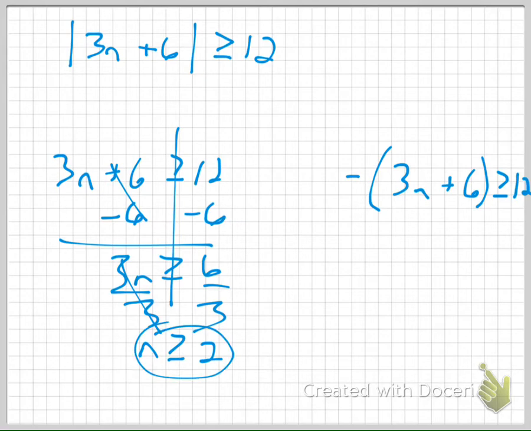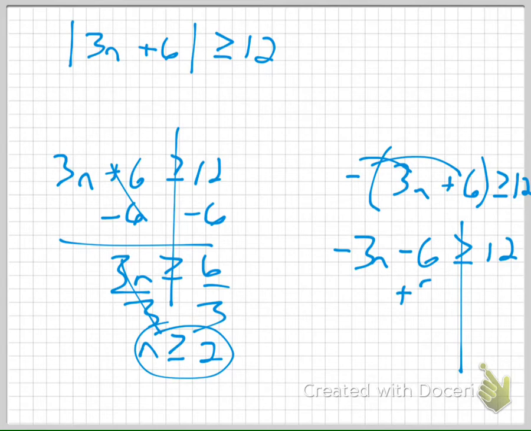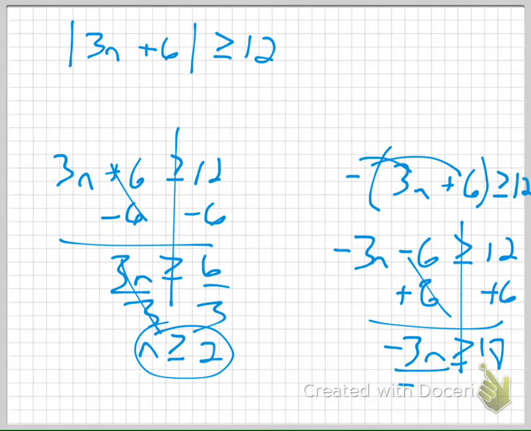Where did we get that one? Okay. Over here: negative 3n minus 6 is greater than or equal to 12. Plus 6, I have negative 3n is greater than or equal to 18. Then I divide by negative 3, divide by negative 3. What did I just do? I divided by a negative, so n is now less than or equal to negative 6.